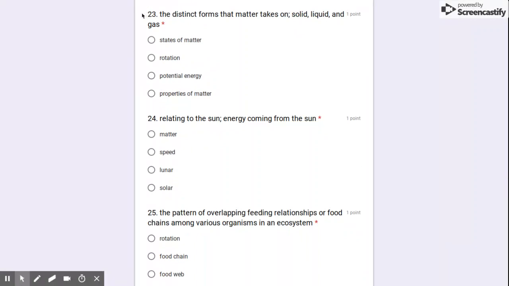Number 23. The distinct forms that matter takes on. Solid, liquid, and gas. States of matter, rotation, potential energy, properties of matter.